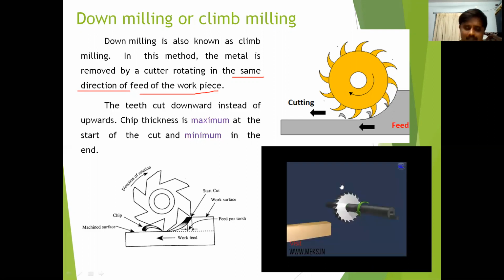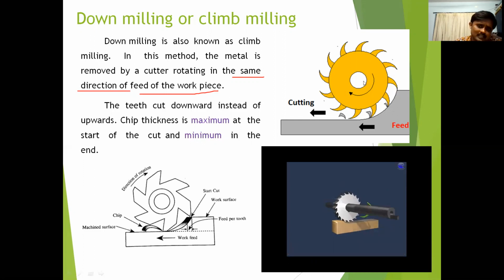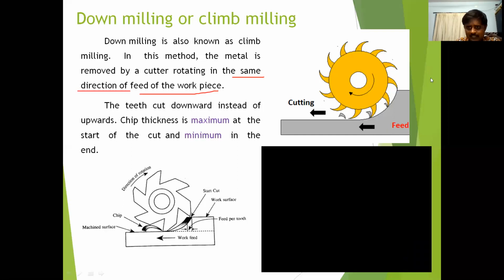The difference between up milling and down milling is only the direction of motion of the cutting tool and the work table. In up milling, the cutter movement and the work table movement are opposite to each other. But in down milling, the movement of the cutter and the work surface are in the same direction. So that is the difference between down milling and up milling.